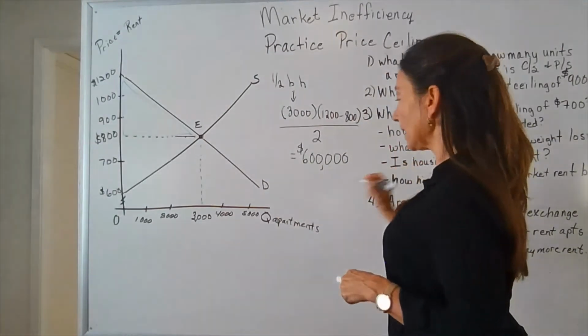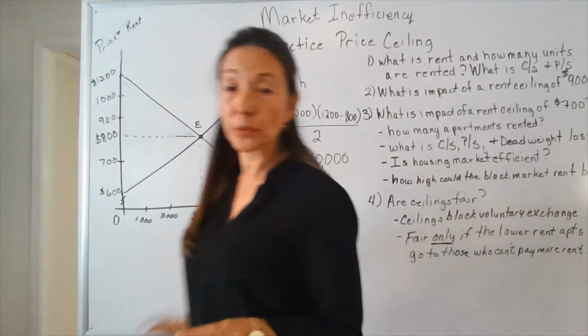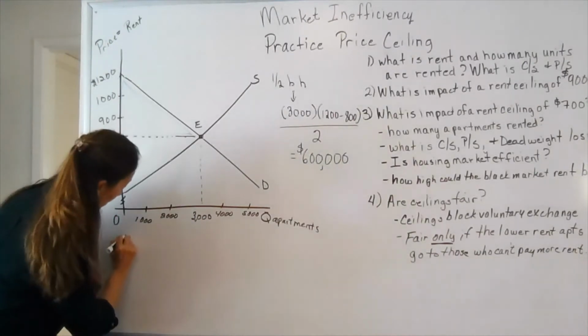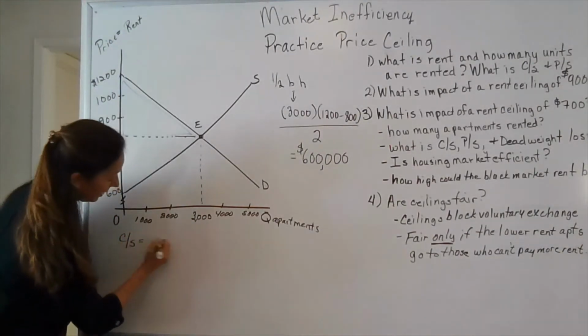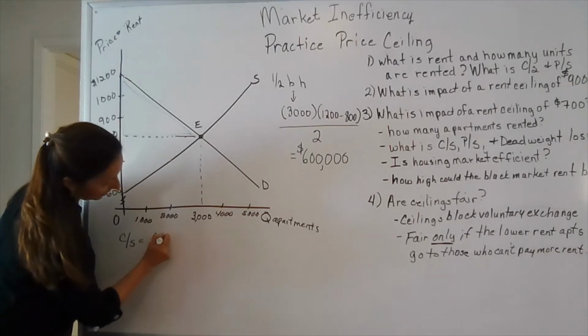So let's just jot that down. I'm going to put that beneath the graph so we can keep track of these things. So consumer surplus equals $600,000.